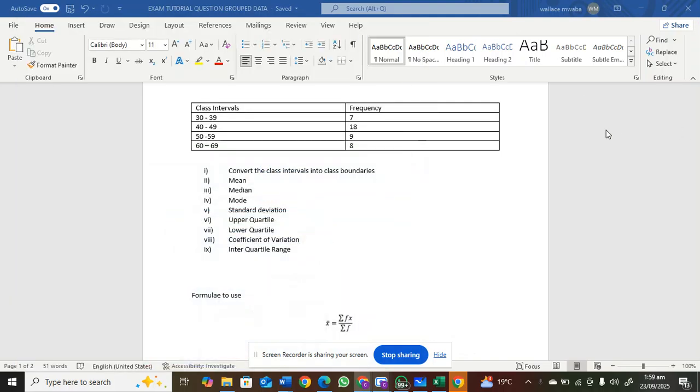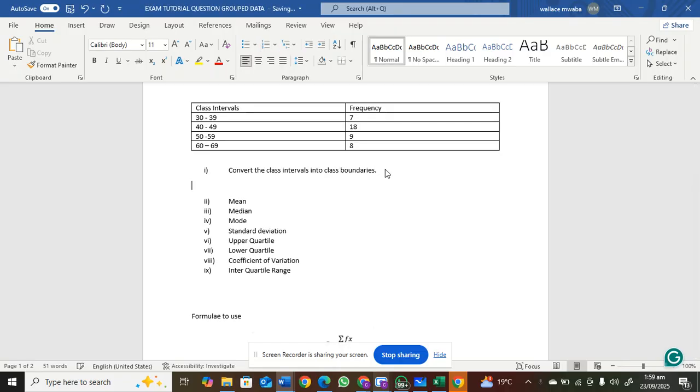All right, so we have a question here. We have our class intervals and our frequencies. The first part of the question says, convert the class intervals into class boundaries. The reason why we're converting the class intervals into class boundaries is to accommodate for decimal numbers. Right, so this is how we're going to do it.